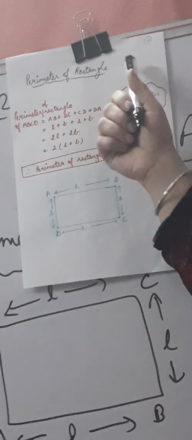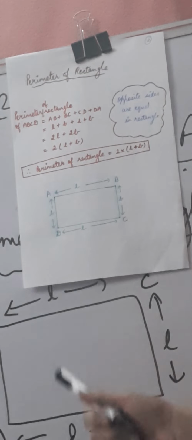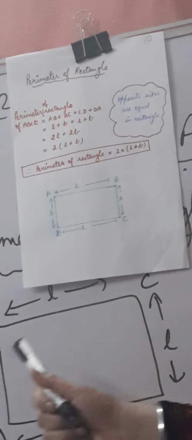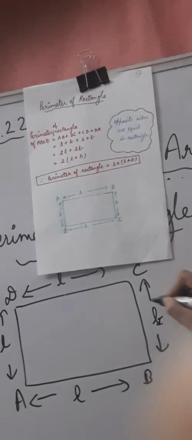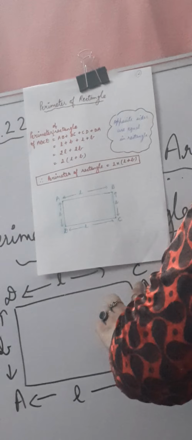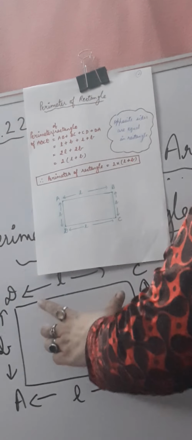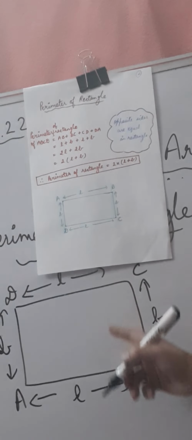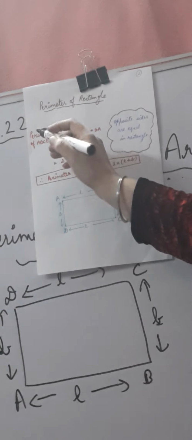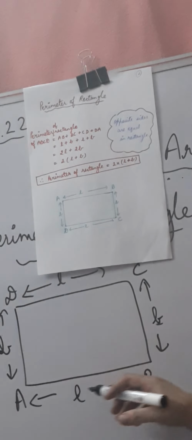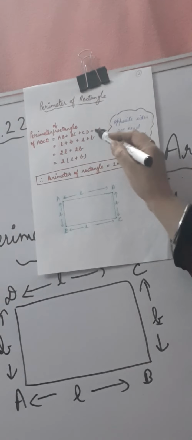Now students, perimeter of a rectangle. You know that in a rectangle opposite sides are equal. That means AB is equal to CD and BC is equal to AD. This is L, the length, and this is B, the breadth. AD and BC are breadth, and AB and CD are length of the rectangle. These are equal because the opposite sides are equal in a rectangle. So we can find the perimeter of rectangle ABCD. Perimeter is the boundary of any closed shape, that means AB plus BC plus CD plus DA.